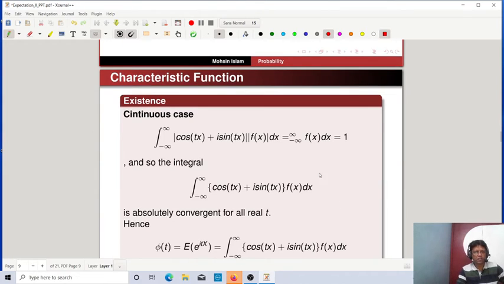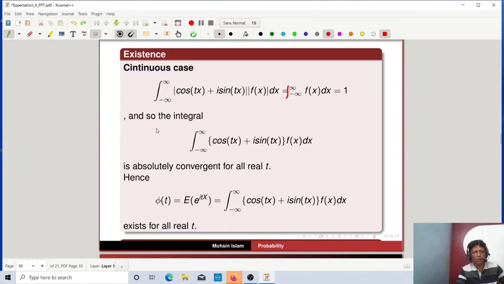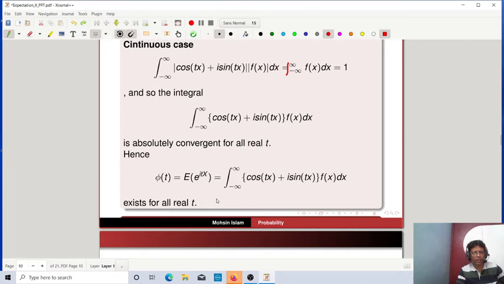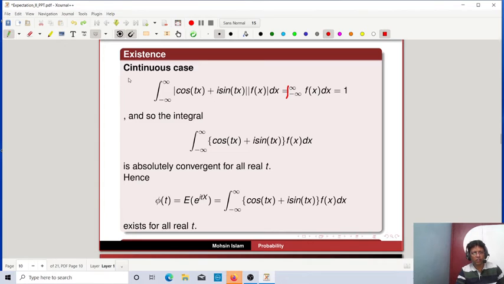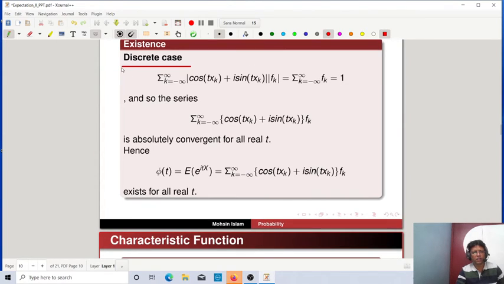And in the continuous case, there must be an integration sign. In the continuous case, the modulus of e to the power itx is 1 and the integral of modulus of f(x) dx from minus infinity to infinity equals 1 because of the properties of the continuous random variable. And so the integral is absolutely convergent for all real t. Hence, phi(t) exists for all real t, because absolute convergence is the condition for existence of that type of series and integration. So this is for the continuous case, existence, and this is for the discrete case.